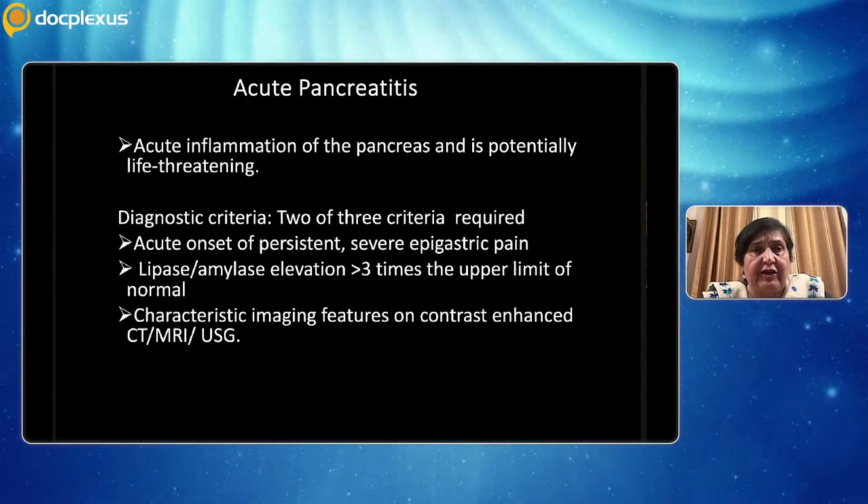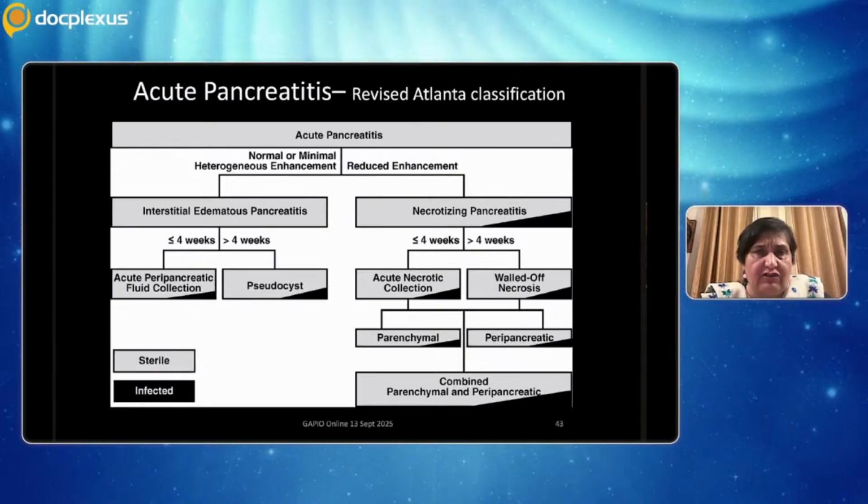Pancreatitis is something very important when you're looking at pancreatic imaging. It's an acute inflammation of the pancreas, which is potentially life-threatening. For diagnosis, you need 2 of the 3 criteria, which are acute onset of persistent severe epigastric pain, elevated lipase or amylase to 3 times, and characteristic imaging features on contrast-enhanced CT, MR, or ultrasound.